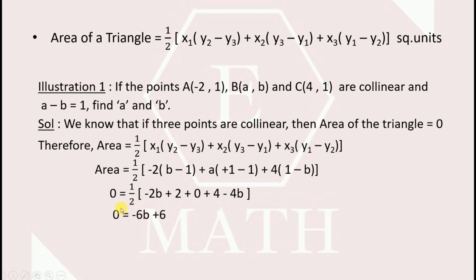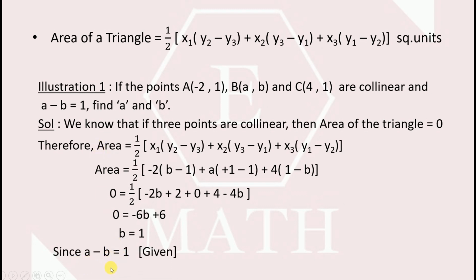Then after simplification we get 0 is equal to minus 6b plus 6, grouping all the like terms and unlike terms. Finally, the value of b will be equal to 1, right? So by substituting all the values of the area of a triangle we get the value of b, and then they have given one more condition, namely a minus b equal to 1, right?